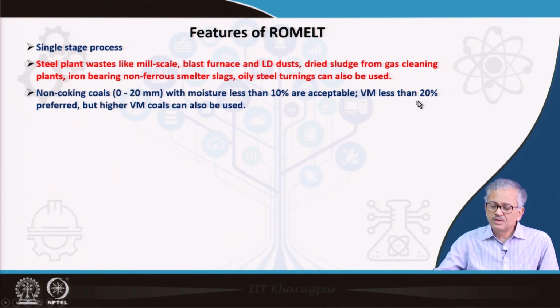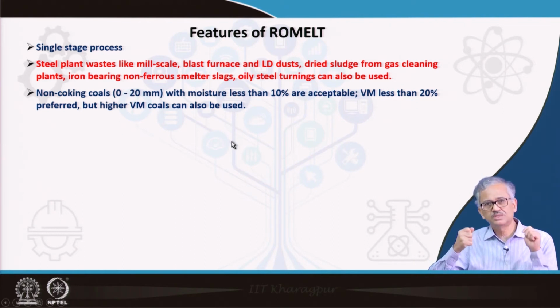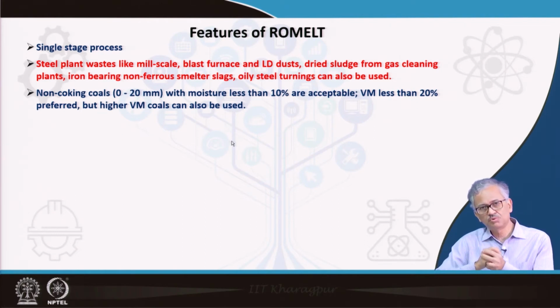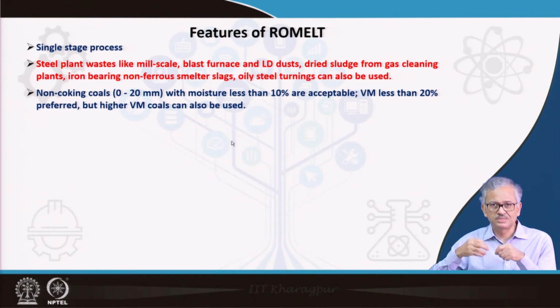And volatile matter less than 20% is preferred, but high volatile coal can also be used, because volatile is good, basically it increases the combustibility of the coal. But if your volatile is much more, then obviously your fixed carbon in the coal will decrease, and that will, as a result, reduce heat generation and the reduction. Okay.